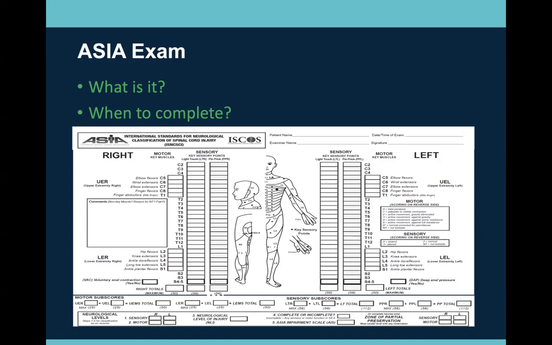Then ideally you would have one done right before someone transfers to acute rehab, and one done right before they leave acute rehab. And then it's usually every 3 months, 6 months, 9 months, at 1 year. And then ideally after that, you're in the chronic phase of spinal cord injury, and you want to have it done every year. And I'll explain why that's super important at the end.